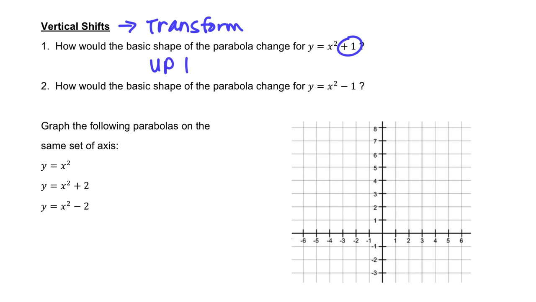Actually, no, I lied. That means all of our points will go up 1, okay? So all of those points that we just created would just go up 1. If I have a -1 behind the x squared, then all of my points will go down 1.